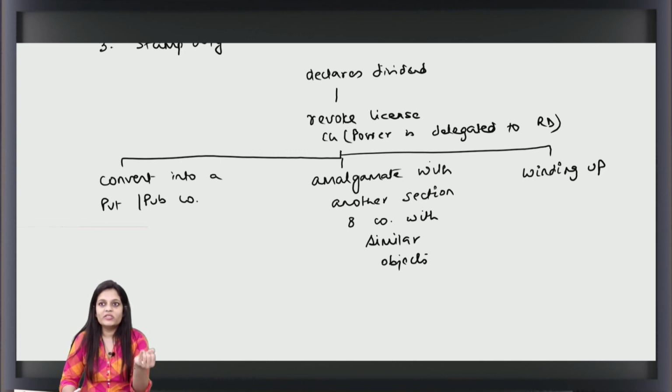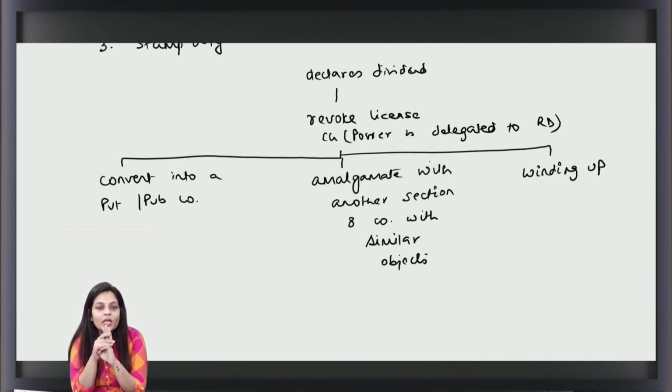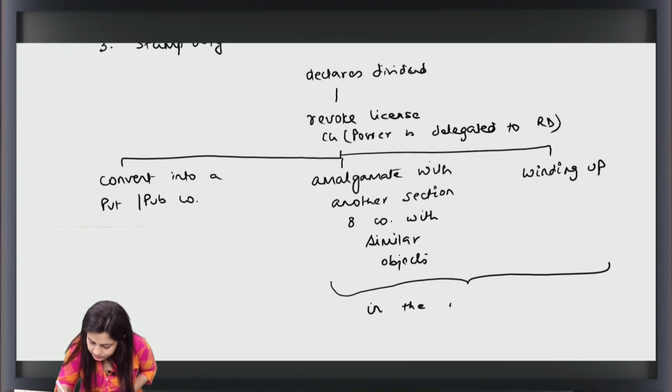So if the company breaches its objects, or does not fulfill the conditions under which the license for the Section 8 company was issued, or does any act which is against the interest of the public, the license will be revoked. On such revocation, three things can happen. Either this company will be converted into a private or a public company, or it will have to amalgamate with another Section 8 company with similar objects, or the company may be ordered to be wound up. But amalgamation or winding up is only if it is in the interest of the public. Otherwise, you cannot pass such orders.